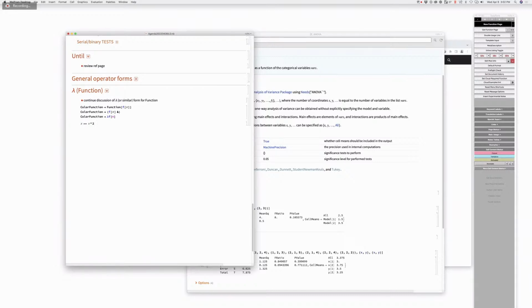Okay, so the question is, is there a value in having something which is a Lambda, something which is Lambda of x, x squared, as yet another form for Function? And I would argue it's not completely crazy to do that. Comments from people.